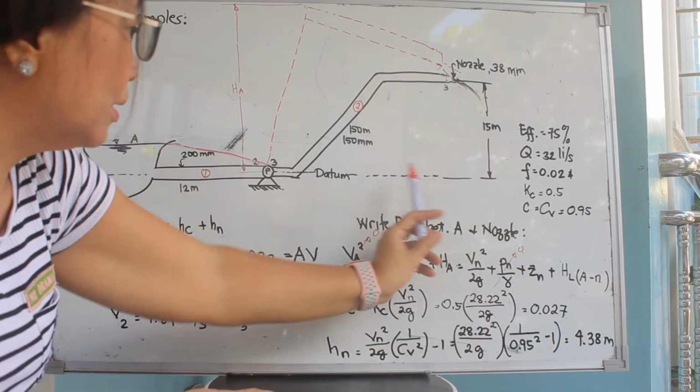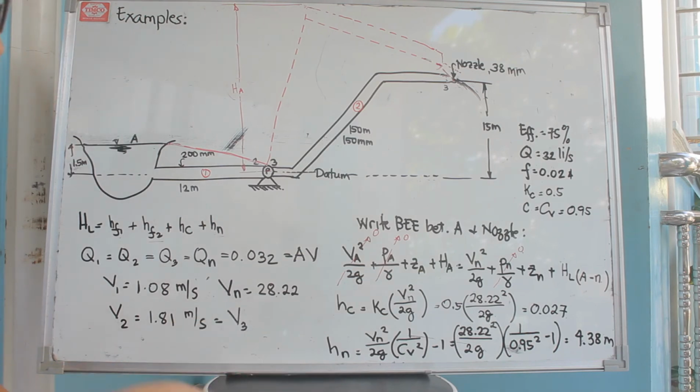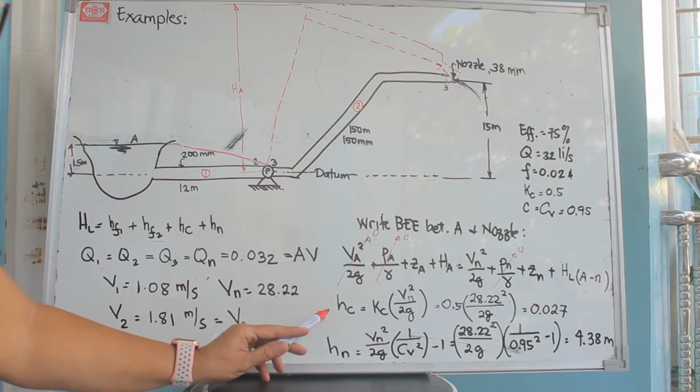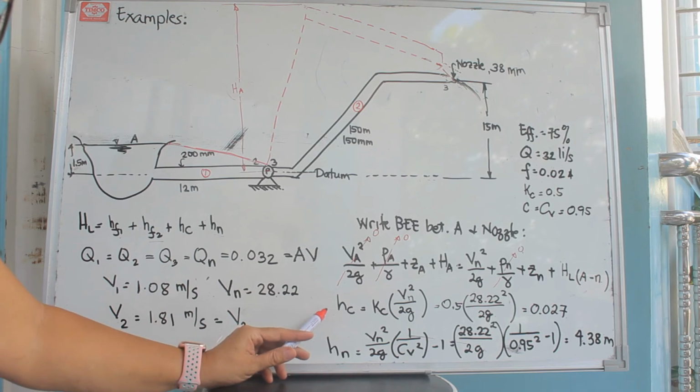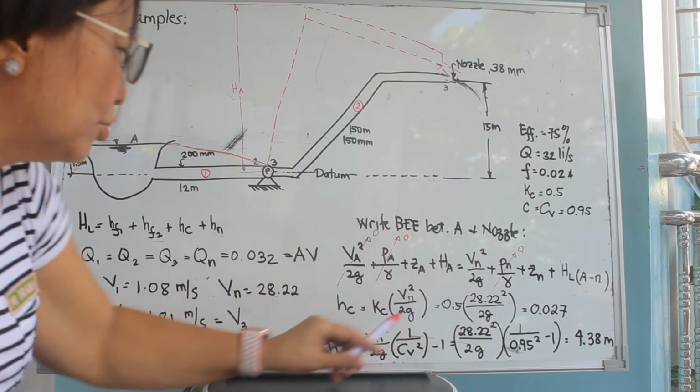Zn is 15 meters from the datum. The head losses from A to N can be computed. So, eto yun. The head loss due to contraction, given the coefficient of contraction is 0.5.